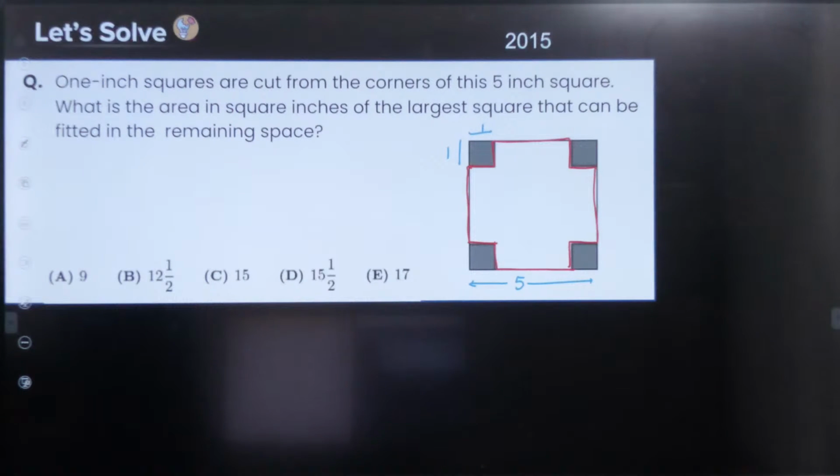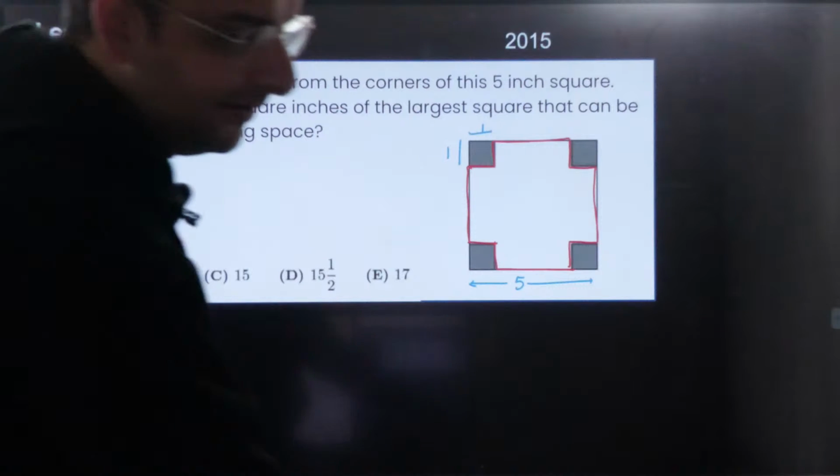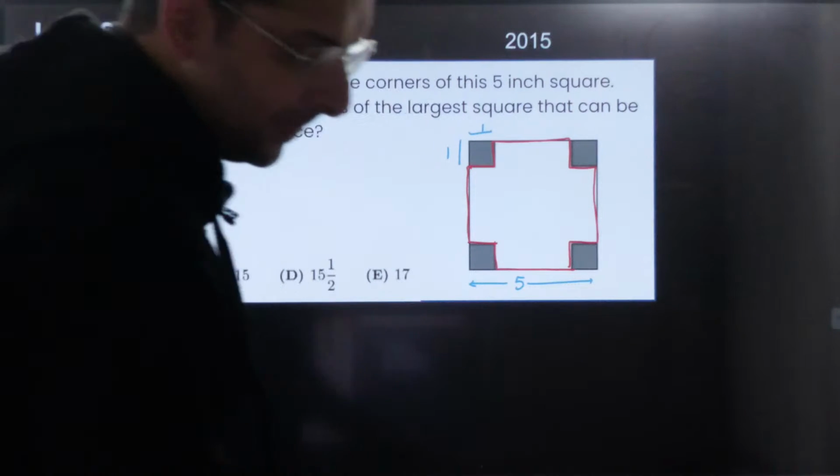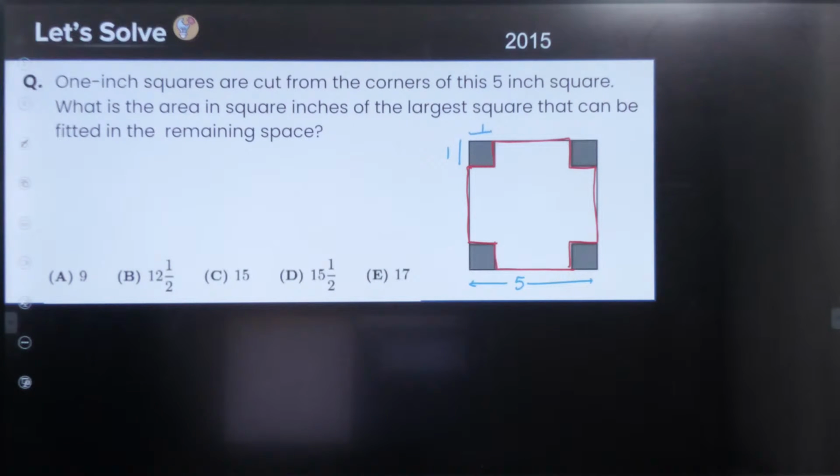इस space में the largest area which can fit, the largest area of the square which can fit in this particular space, uska area is what we need to find.